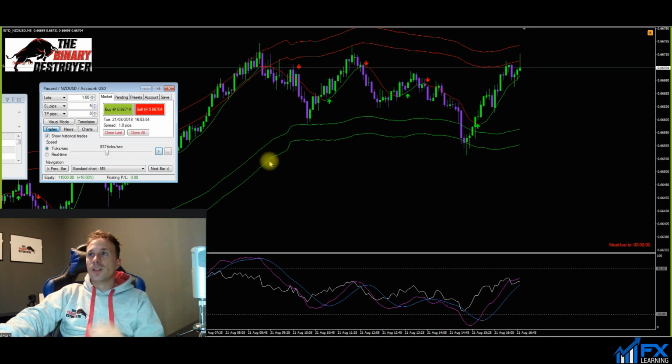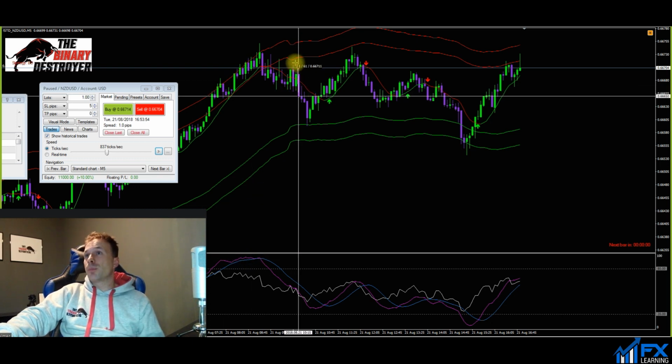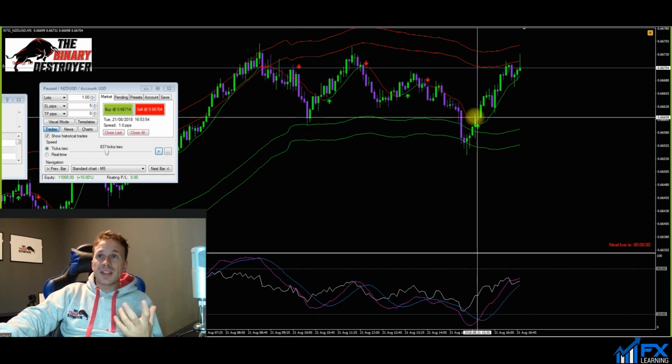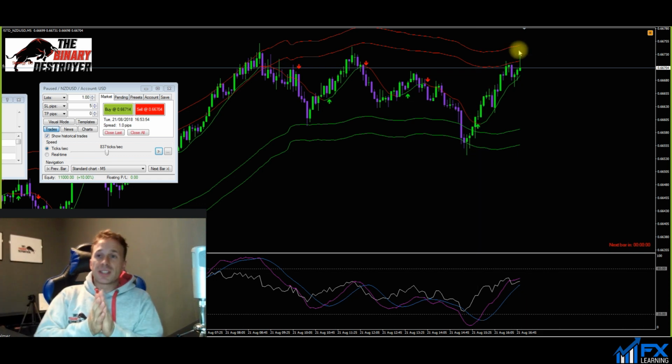Here's a better one. Here you can see we crossed over on the MACD and RSI at the top. I didn't take this trade, but again, a stop loss of around 6 pips. This trade again went 6 pips, so that would have hit take profit. And this one here would have gone 8 pips: 8 pip stop loss, 8 pip take profit. So as you can see, that's how you do it.